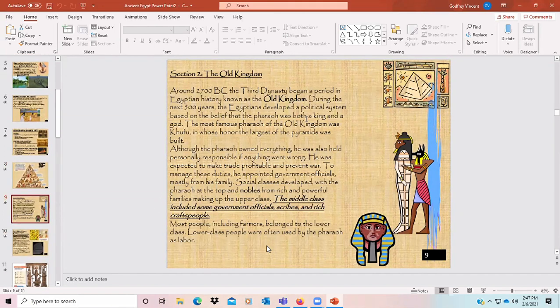So we talked about the Old Kingdom, right? The Old Kingdom. And the first pharaoh of the Old Kingdom was called Khufu. And they created one of the largest pyramids after he died.